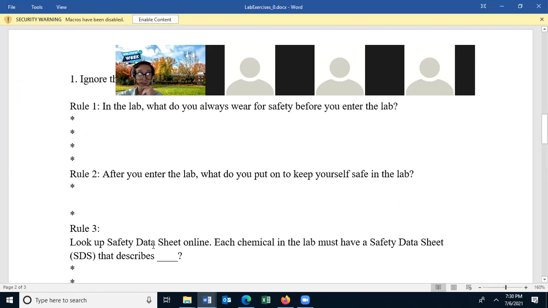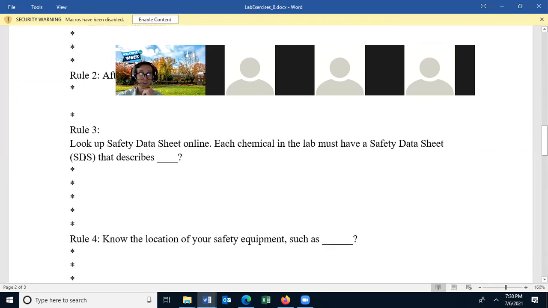In Rule 3, you'll have to look online what a safety data sheet is, and each chemical has one. And what's on the safety data sheet? What does it describe? And give me 1, 2, 3, 4, 5 answers for what the safety data sheet describes.